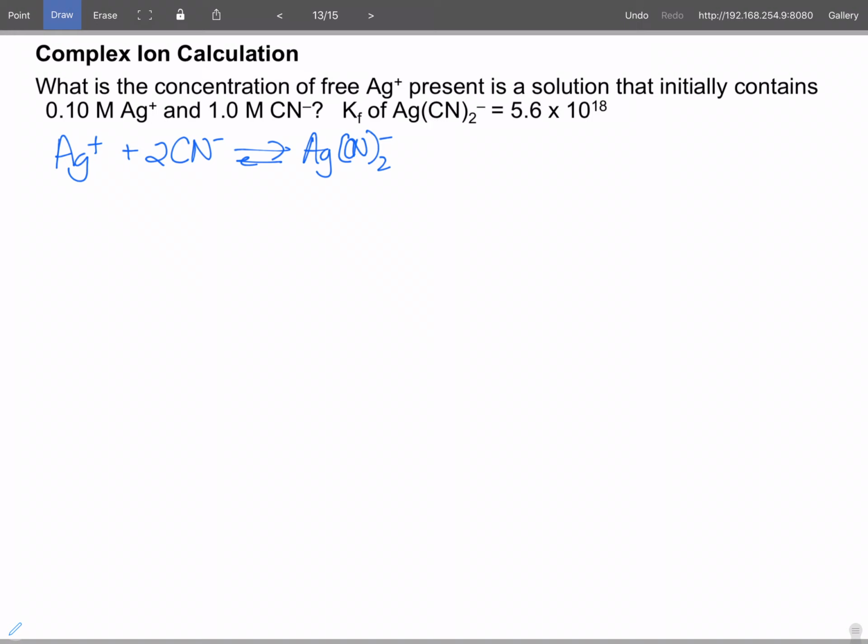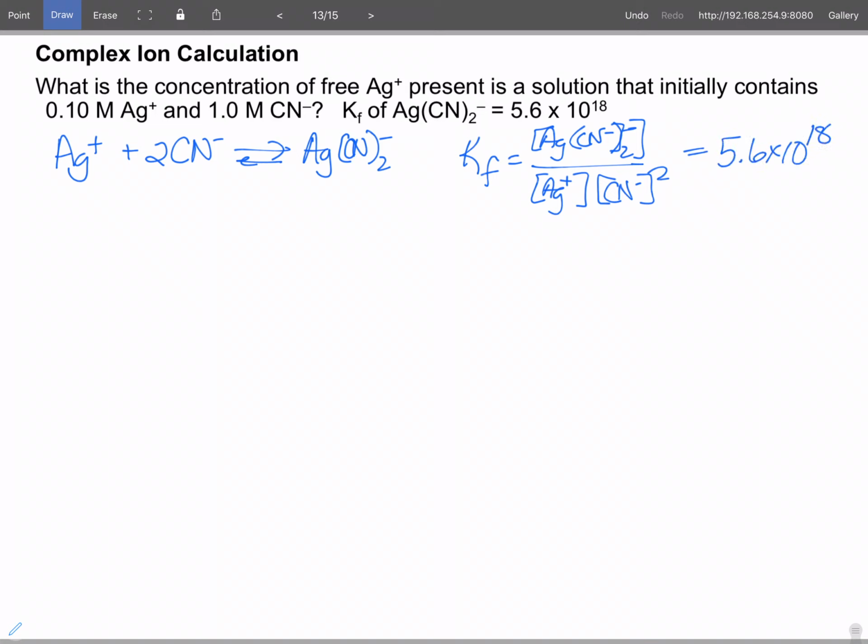So what we want to do here is calculate it backwards. Okay. So if you'll notice that our KF value is the silver cyanide squared minus divided by the silver ion and the cyanide ion. Okay? So what's going to happen here is that, I forgot to square it. This is 5.6 times 10 to the positive 18. All right. So what's going to happen on this one, and I'll be honest, I'm looking at how I set it up, and I set it up backwards. So we're going to walk you through it. Now I'm going to take the time to work the problems as we go on this one.